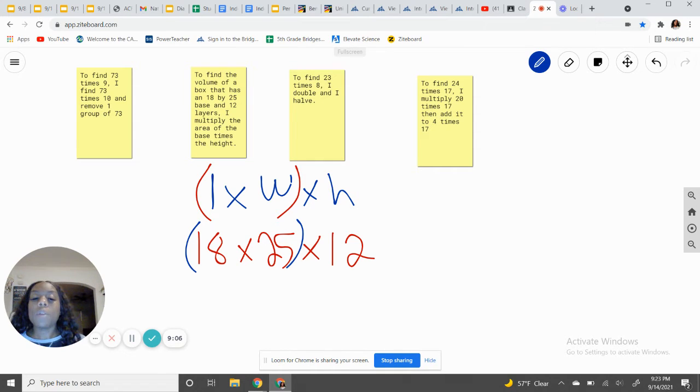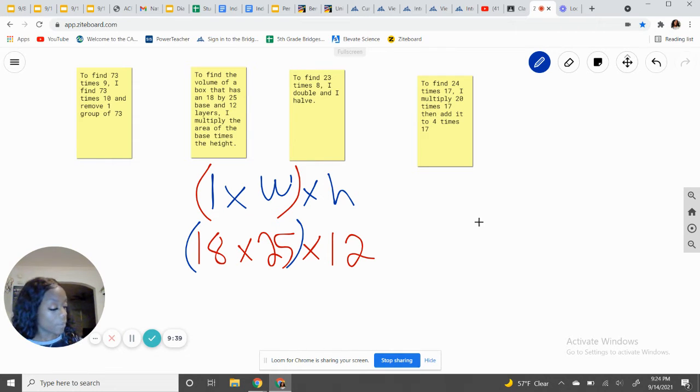Okay? It won't matter here because everything in this expression is multiplication. But you will have other assignments, you will have other problems where it isn't all multiplication, and that's where our PEMDAS comes in. So get used to doing everything you see in parentheses first. Now, what is 18 times 25?